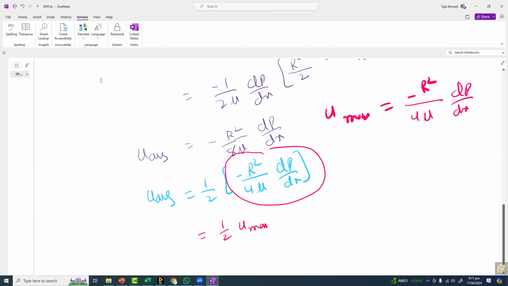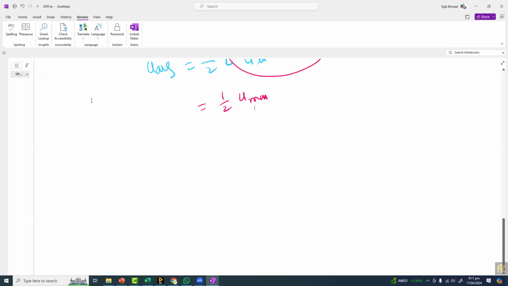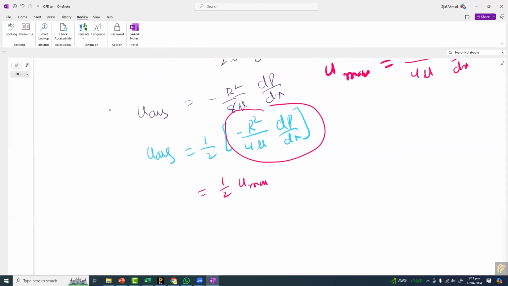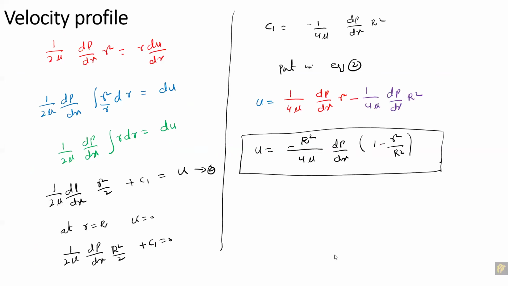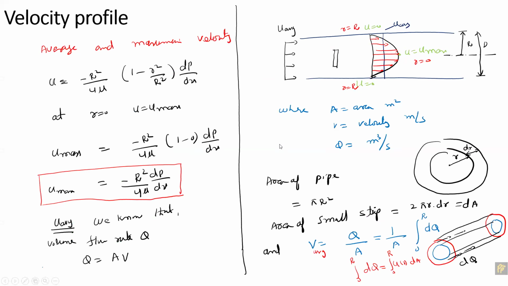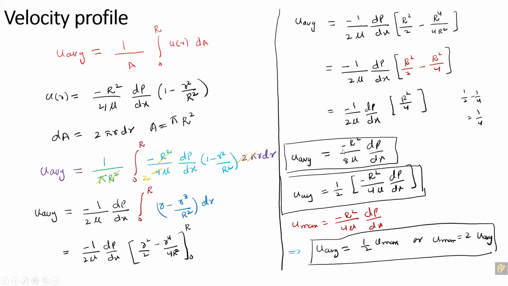And from here, I can write down that the U maximum will be equal to twice the U average. Okay. So now go back to our slides. And this is what I did here. So here you can see that I have integrated this whole thing.